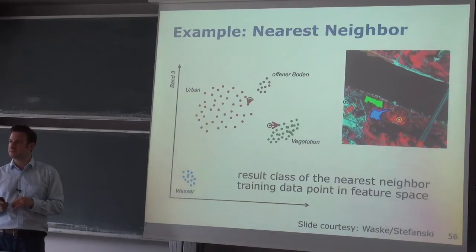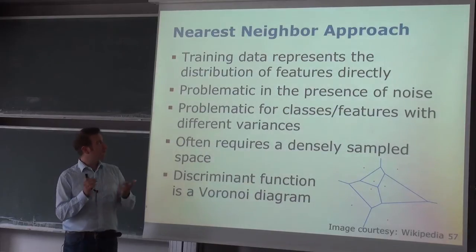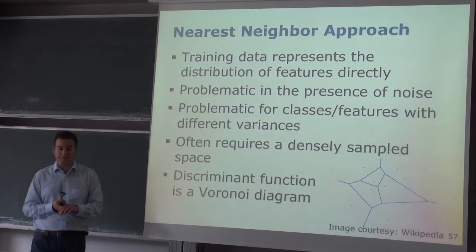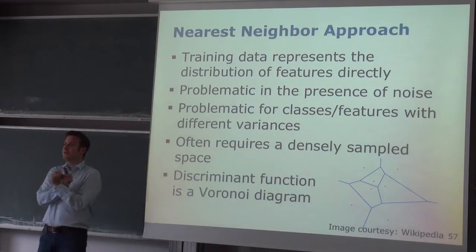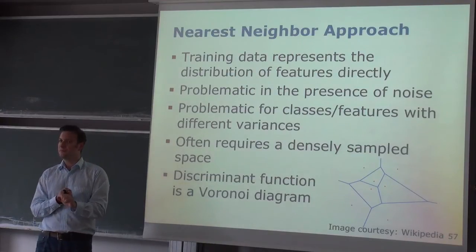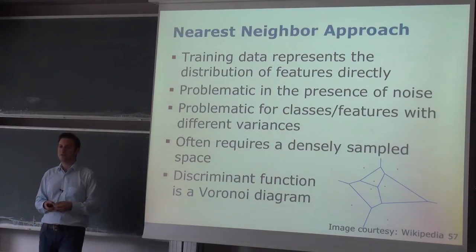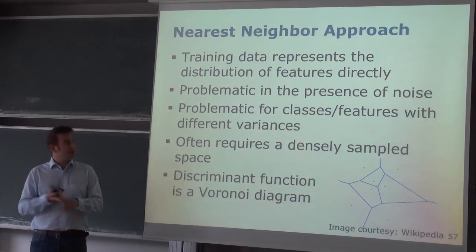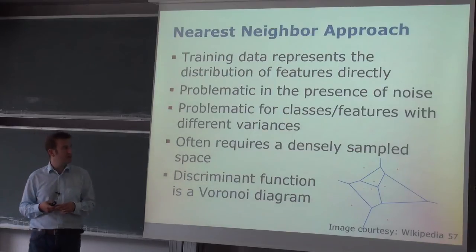Okay? So the nearest neighbor approach is basically a summary of what we told before. It uses the training data to estimate the distributions, just by saying, just store my training data. It's a non-parametric approach, so we don't fit a parametric function to our data. It's difficult in the presence of noise, so if I have a lot of noise, this doesn't perform very well.